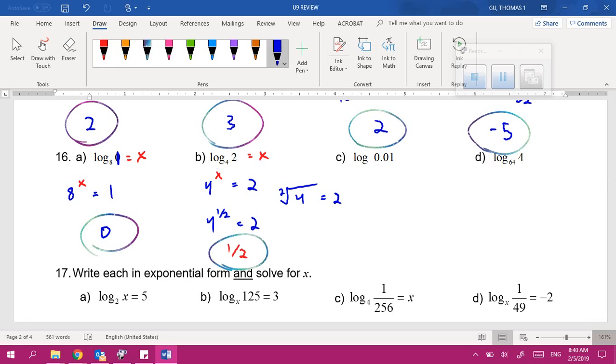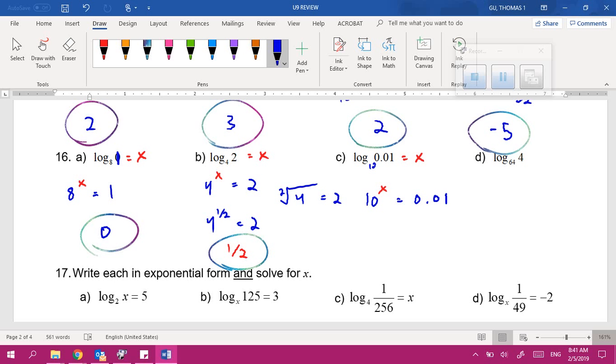All right, looking at C. C, I don't see a base. That's called the common log. So what is the base there? 10, right. Now if I rewrite this in exponential form so I can see what I'm looking for, what would it be? Right, 10 to the x equals 0.01. So what would I have to do here to get this?